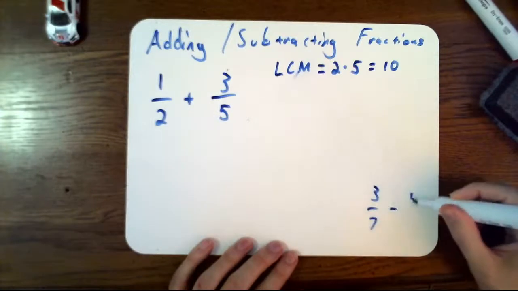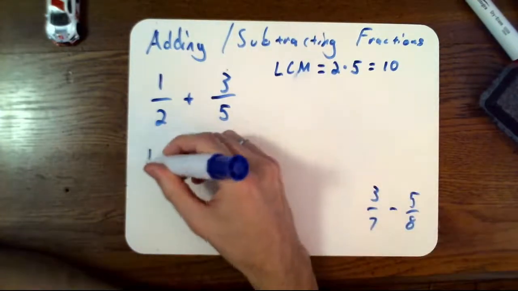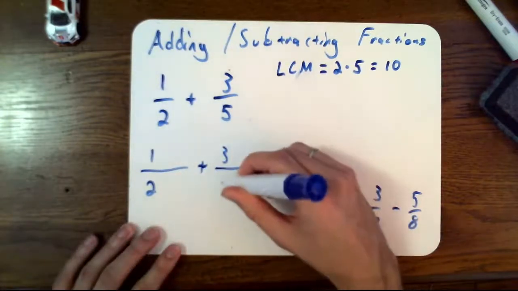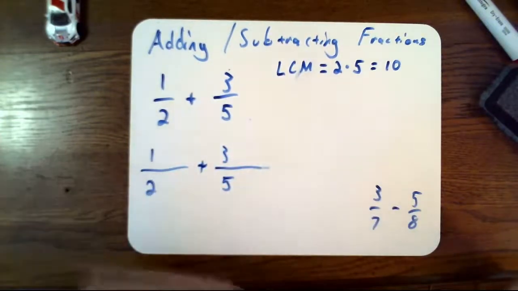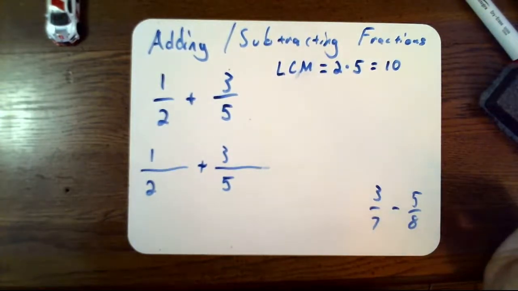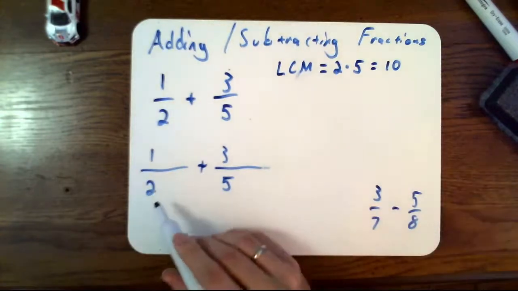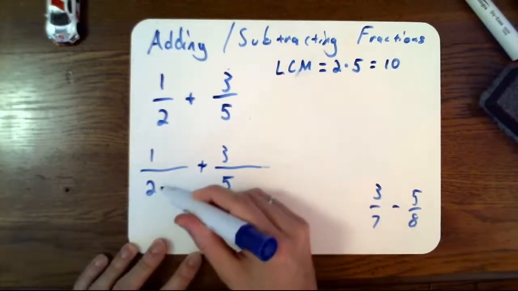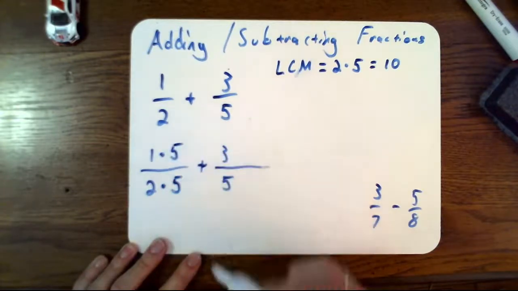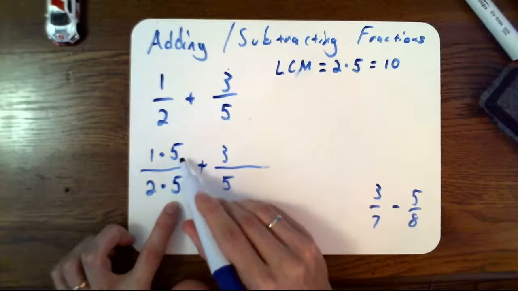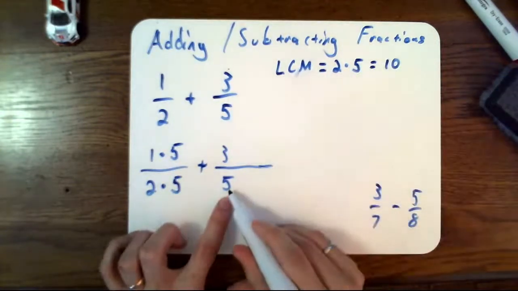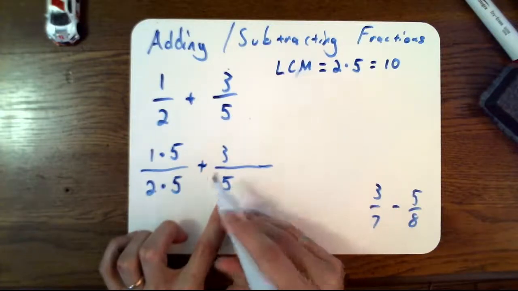Let me write this one in the corner for later. So what I like to do is rewrite the problem and leave a little bit of space. Make a big fraction bar. Because now, how can we make this into a 10? Well, we can multiply it by 5. So whatever we do to the bottom, we have to do to the top. Likewise, in the denominator here, whatever we have here, we want to make into 10.